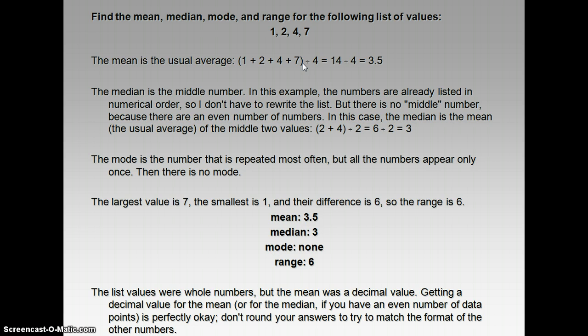Now that we have our total, we must divide by how many numbers there are. And in this instance, there's 4. So 14 divided by 4 gives us a mean or average of 3.5.